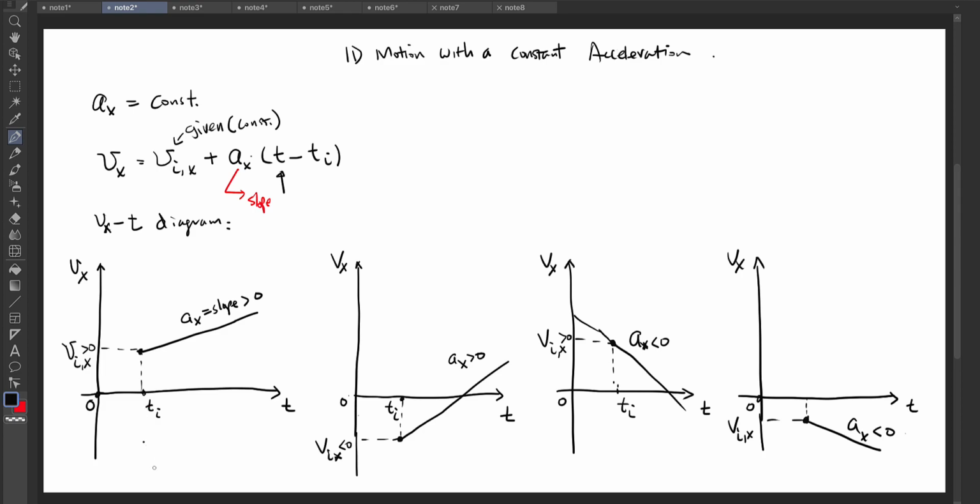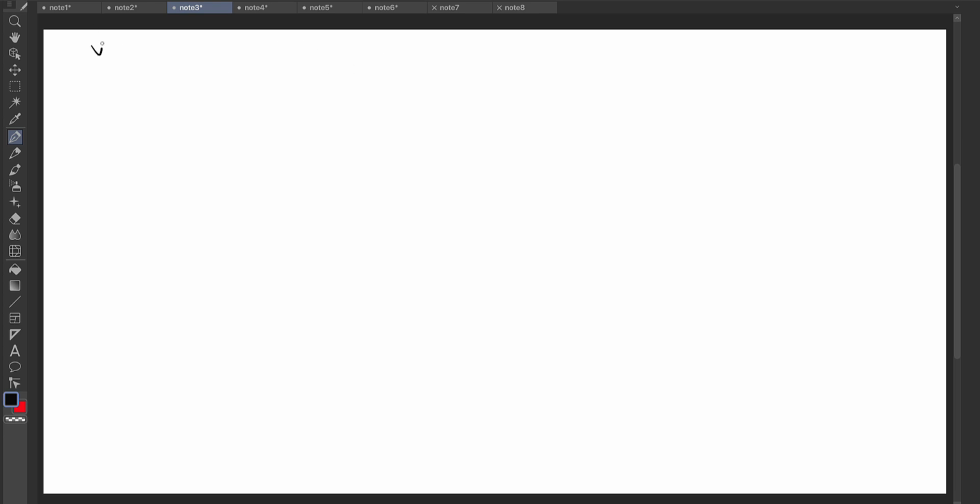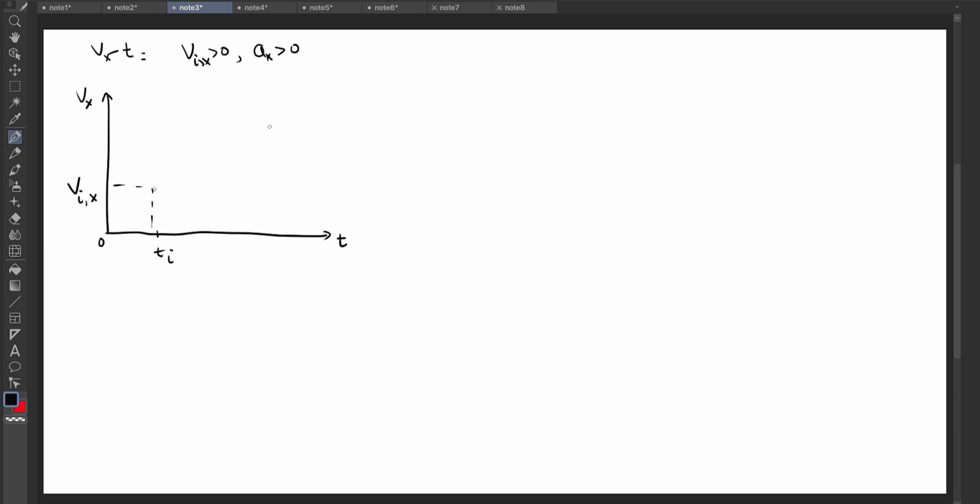Okay, so let's say I want to take the first picture. Now we have Vx versus t, where the initial velocity is positive, Ax is positive, and then the picture looks like this. It's T, Ti, Ax is positive.